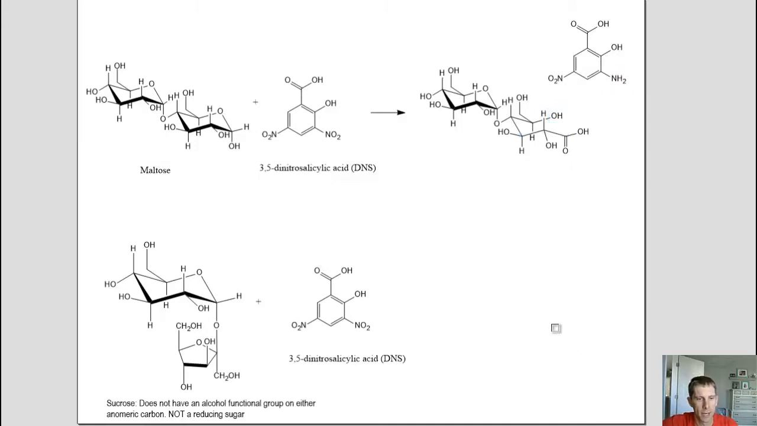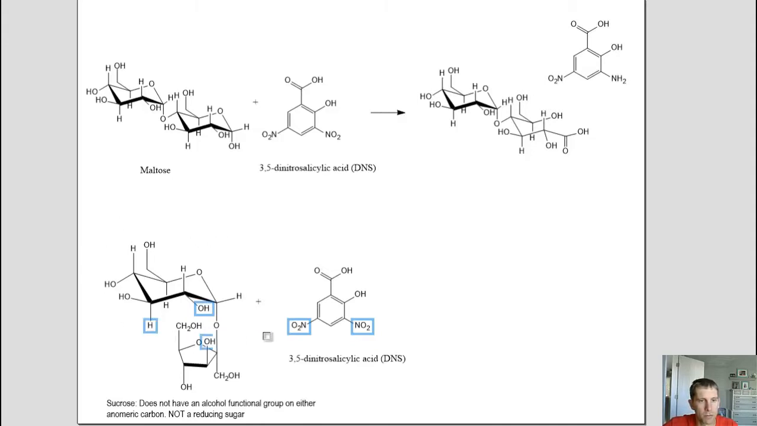All right, looking at the next, we have sucrose here. So in the experiment, we are actually going to be using starch, which does not have a free OH group on its anomeric carbon. Sucrose is actually the same way. We also do not have a free OH group on our anomeric carbon. Even though it's not a long chain polymer, we still don't have that OH group on our anomeric carbon.